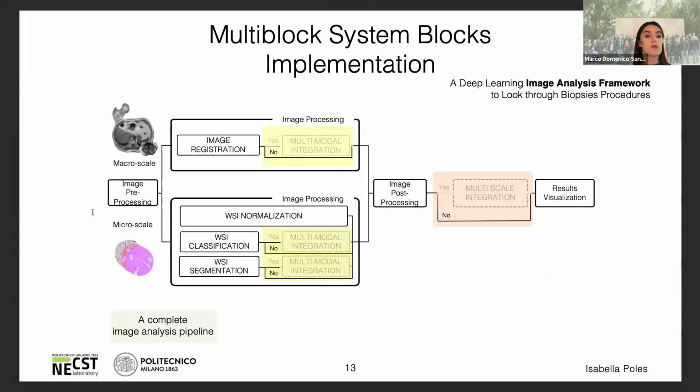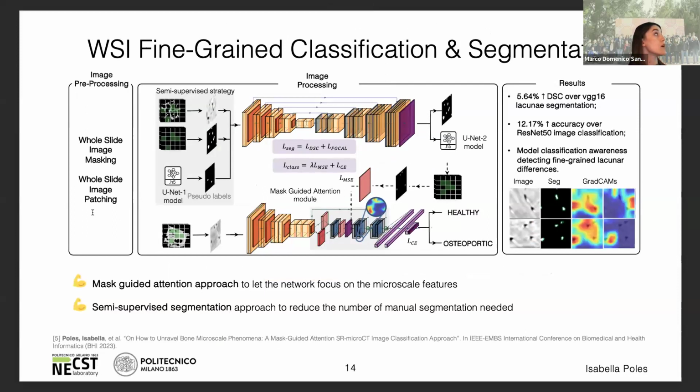For this reason, I decided also to deploy some classification and segmentation networks. In this case, I focused my attention on synchrotron radiation micro-CT images, which show a very high intra-class and very low inter-class variance that leads even a human with naked eyes to struggle in identifying differences among these images.